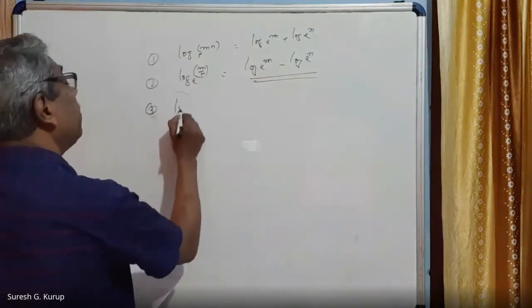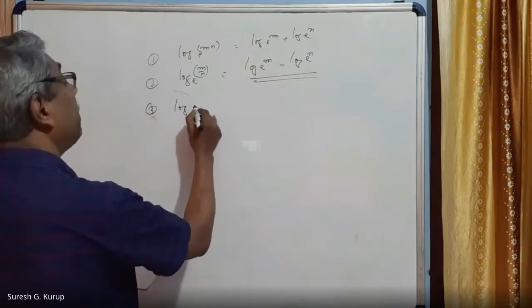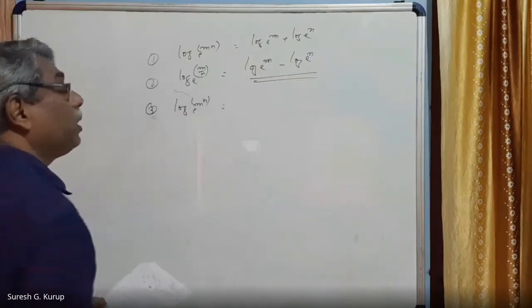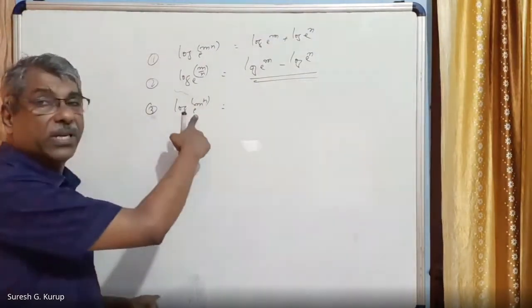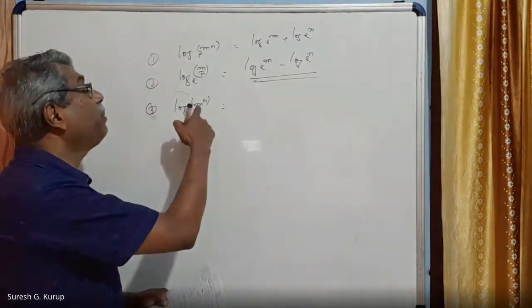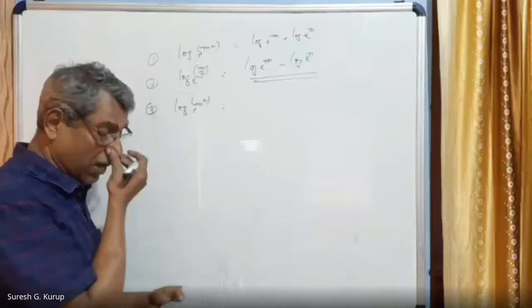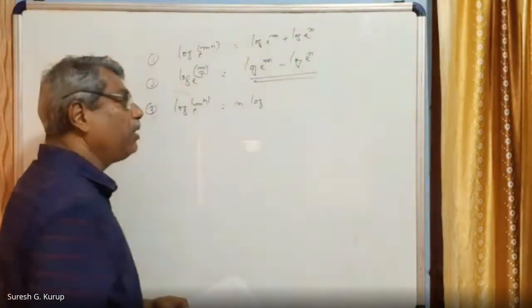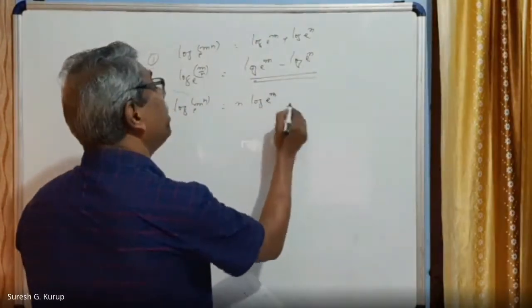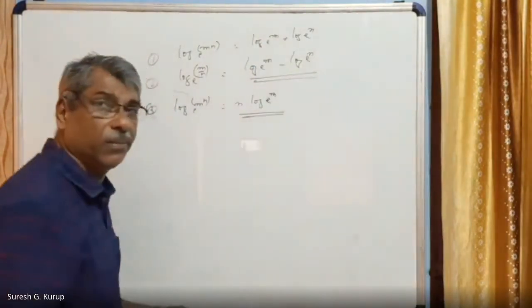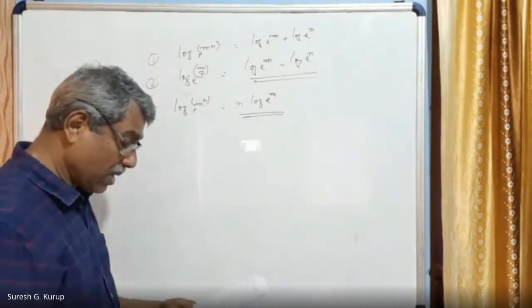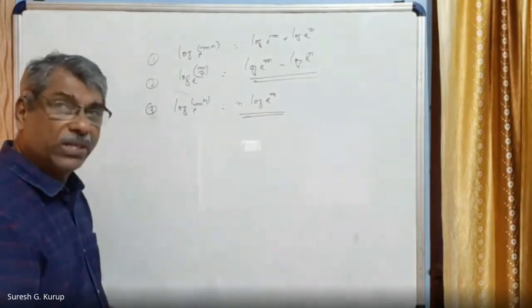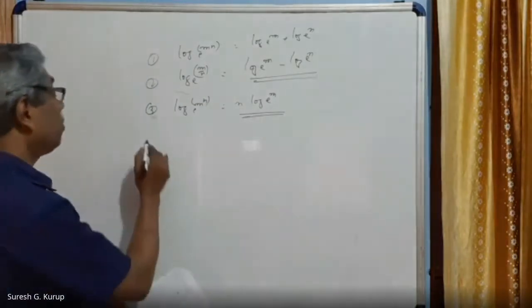The third rule: log m raised to n to the base e. How is it written? Log m raised to n to the base e is equal to n into log m to the base e. It's a very simple thing, right? Next is another rule, that is the fourth rule.